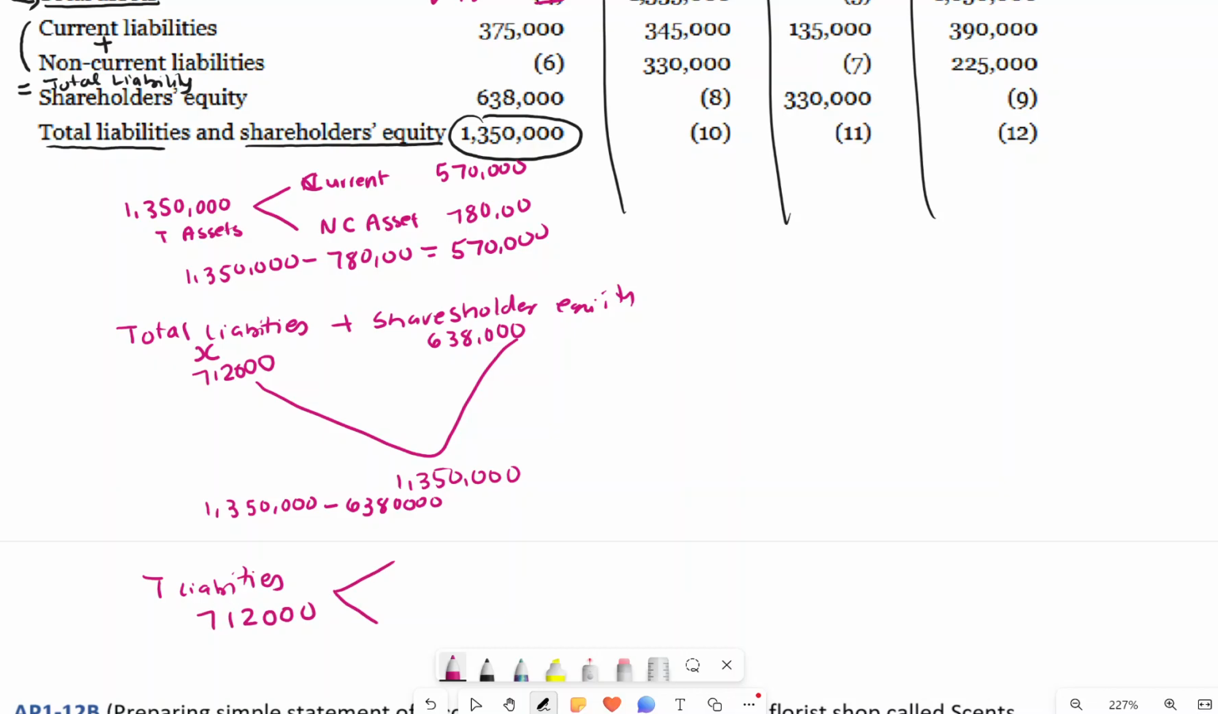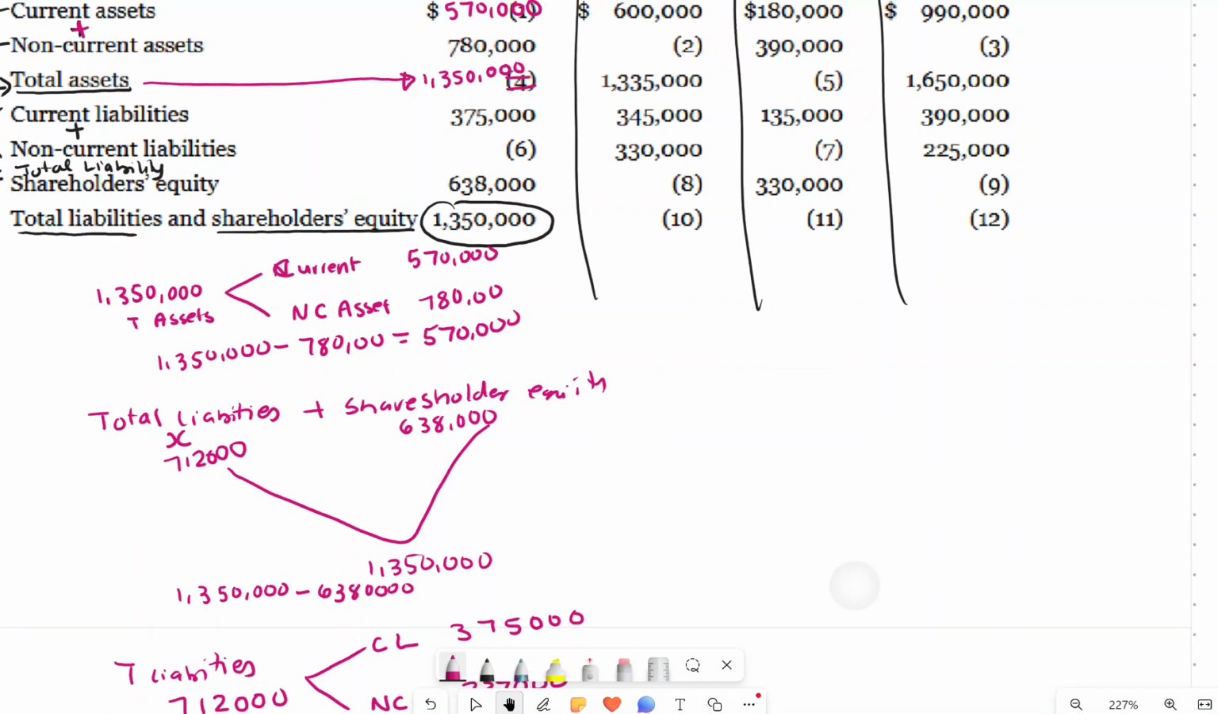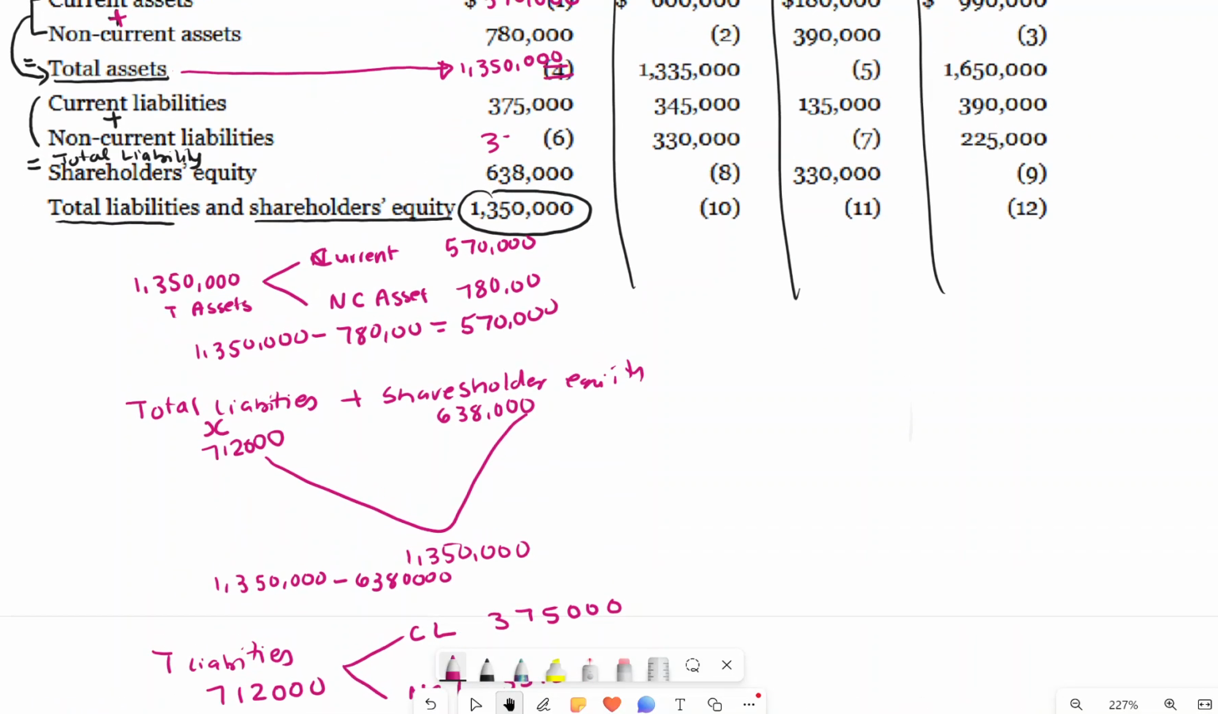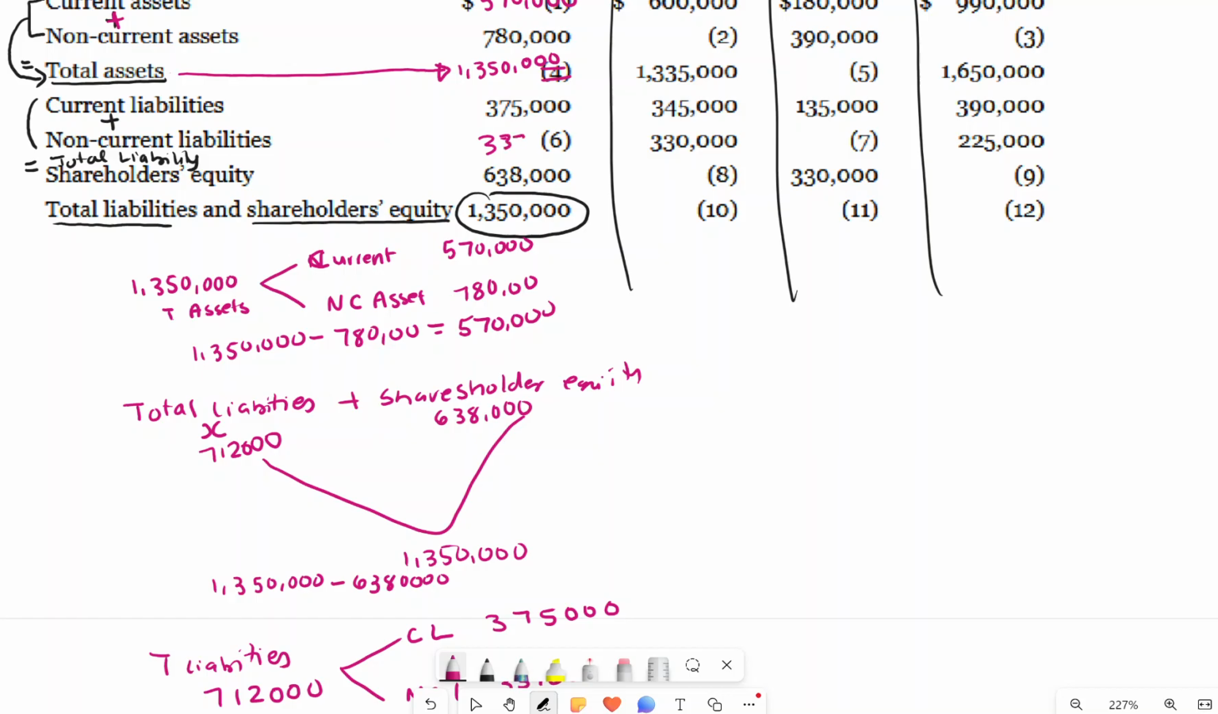It is made up of current liabilities and non-current liabilities. They told us my current liability is 375,000. If that is 375, I take away the 375 from my 712. It will give me 337. So the answer to 6 is 337,000. So that's what the answer was.